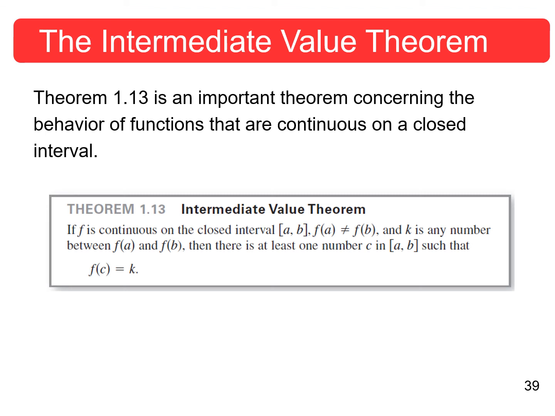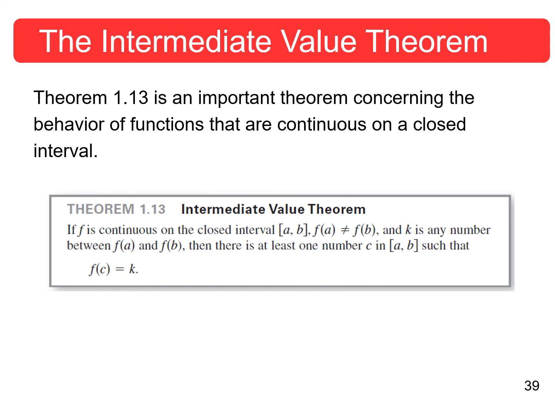Theorem 1.13 is an important theorem concerning the behavior of functions that are continuous on a closed interval. The intermediate value theorem states that if a function f is continuous on a closed interval [a, b], and k is any number between f of a and f of b, then there is at least one number c in the closed interval [a, b] such that f of c is equal to k.